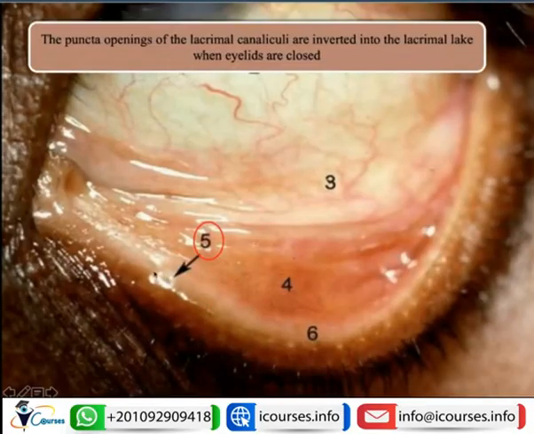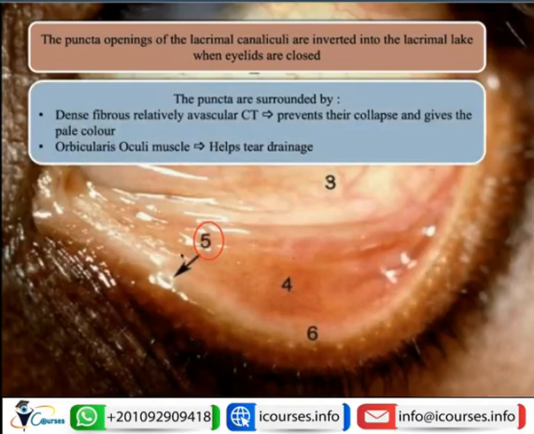The medial puncta are inverted into the lacrimal lake when the lids are closed. So when we are closing our lids, the puncta will drain all the lacrimal fluid present into the lacus lacrimalis. This occurs because they are inverted during closure of the lids. They are surrounded by a relatively vascular connective tissue that keeps the puncta open so they don't collapse, and this is what makes the whitish color of the puncta.